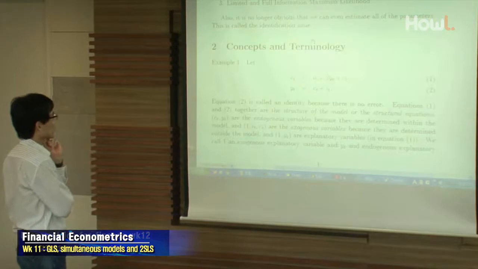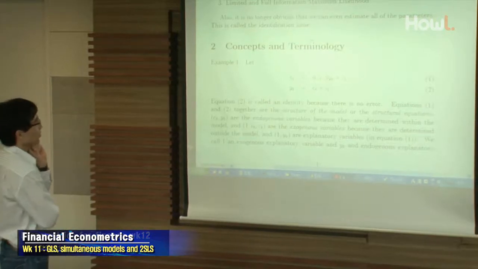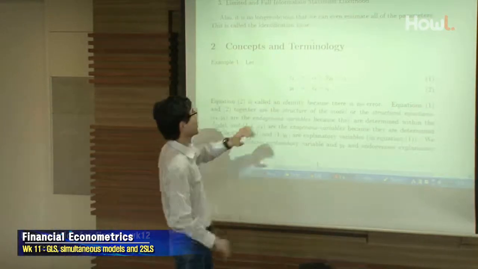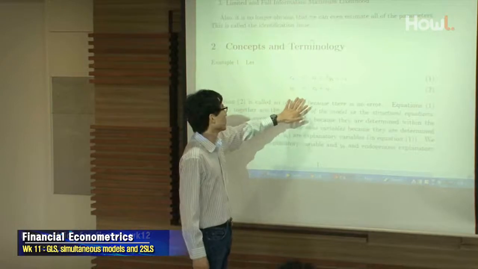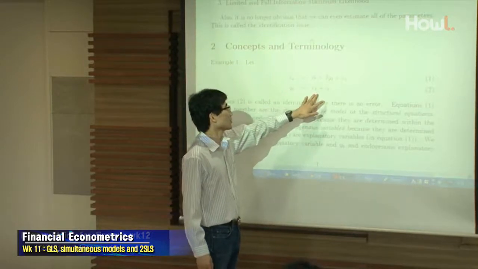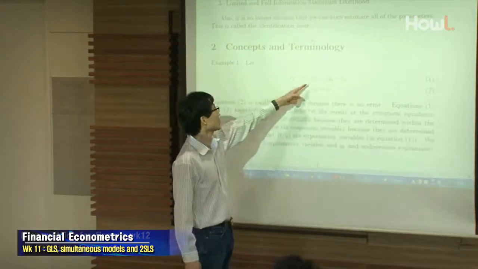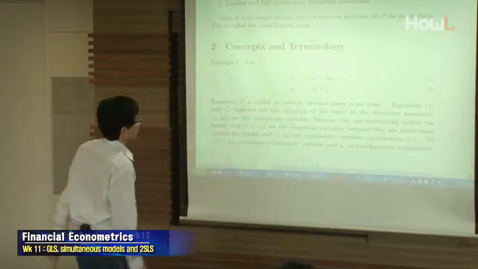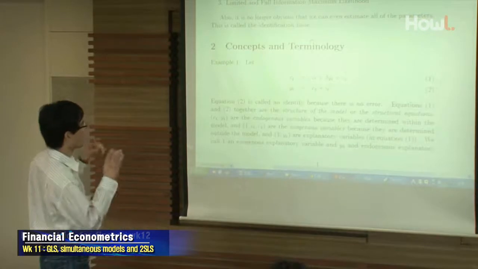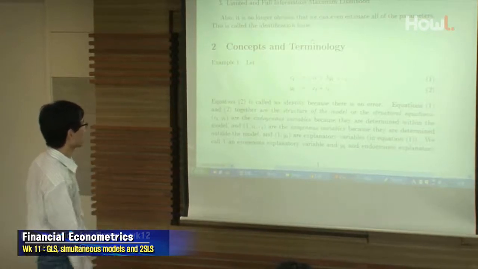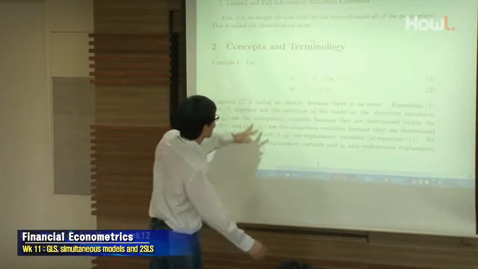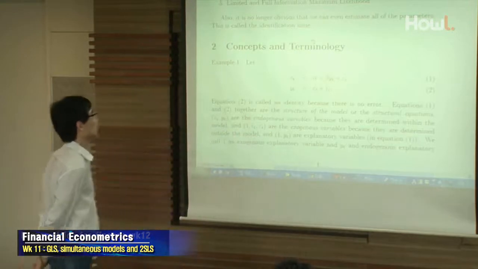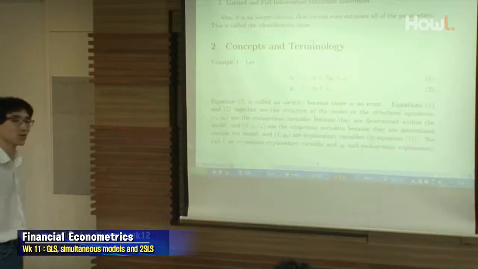Equations 1 and 2 together are the structure of the model, right? The structural model says that GDP is the sum of consumption and investment, and consumption is a linear function of GDP, like the Keynesian line. Then our goal is to estimate the parameters of this model. Together, 1 and 2 are called the structure of the model, or the structural equations.